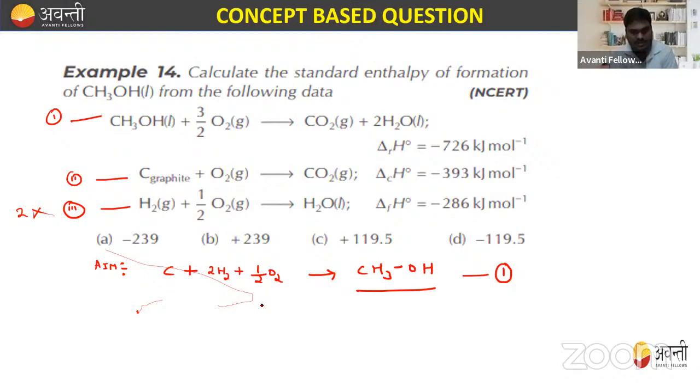So what is the required step for this? The required step is to add equation 2 plus 2 into equation 3, and subtract equation 1. Now, by doing this, you'll get the desired equation. How will you get this? Let me show.